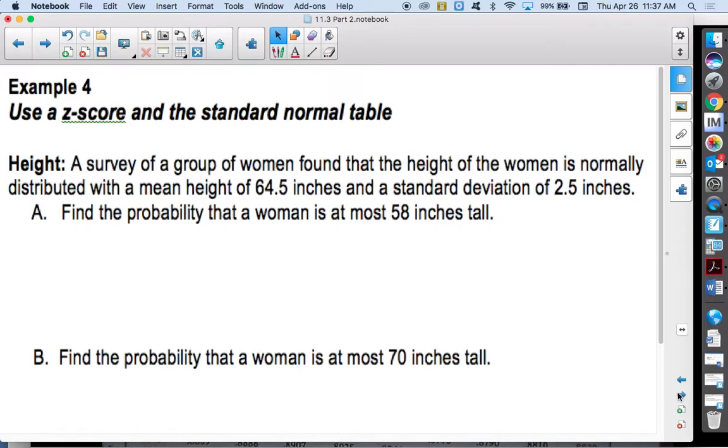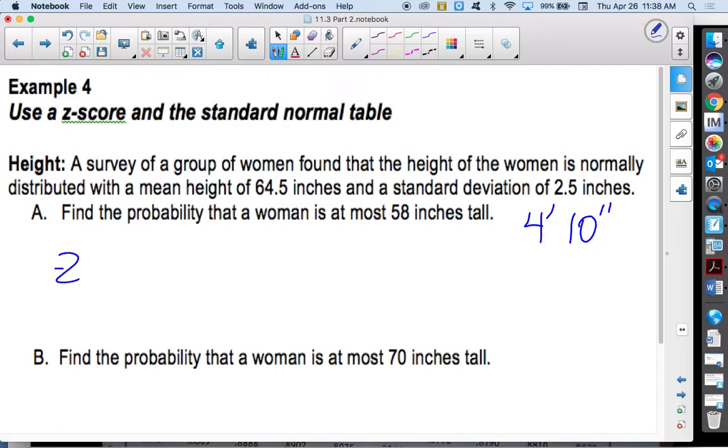Yeah, right? So for question A, it says find the probability that a woman is at most 58 inches tall. If you're 58 inches tall, how tall are you? 4 foot something, right? You're 4 foot 10 inches. Now, no one yesterday was 4 foot 10 inches. Everybody was at least 5 feet, so nobody's below the 5 foot mark.